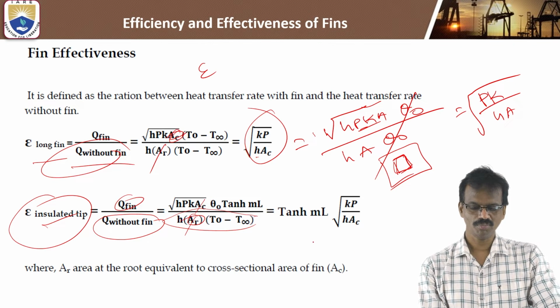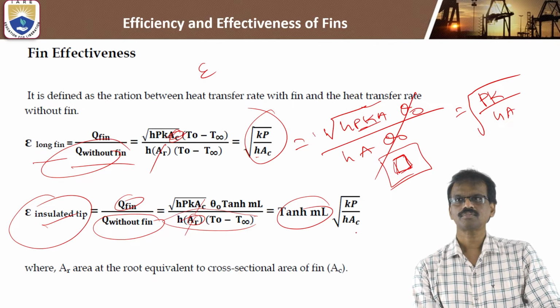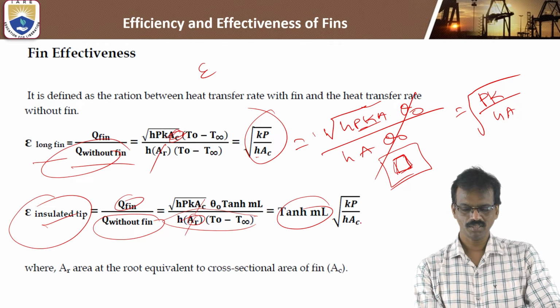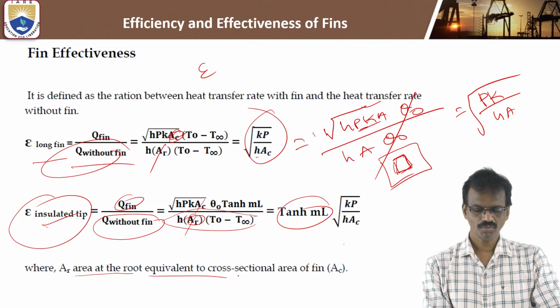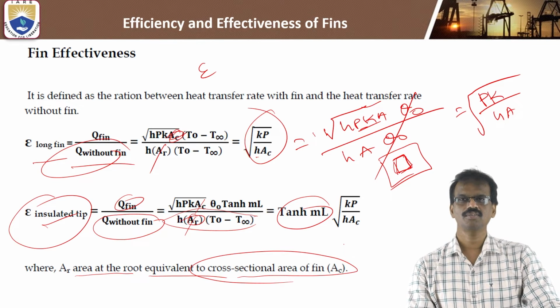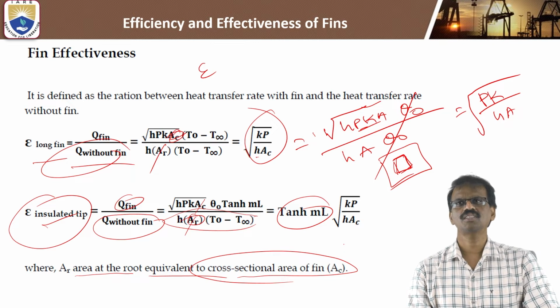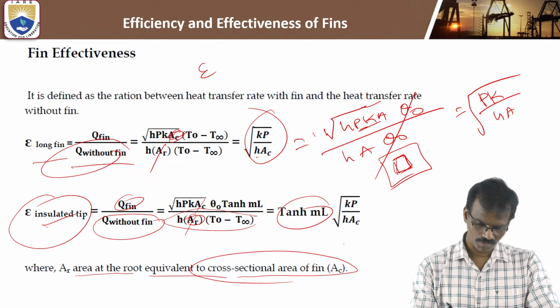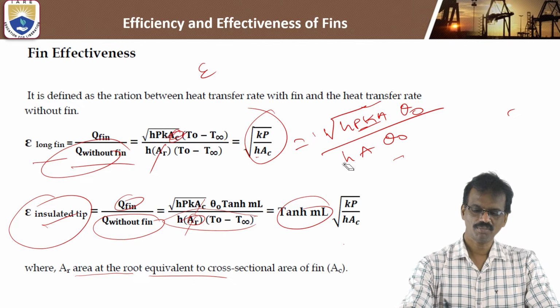Then the formula will be like this: tanh ml into under root of kP by hA. So here it is kP by hA, and tanh ml into kP by hA. Ar is the area at the root, equivalent to the cross-sectional area of the fin, the end area or starting area which is attached to the base area. So these are the efficiency and effectiveness of the fins. Both are very important to evaluate the performance of the fin.